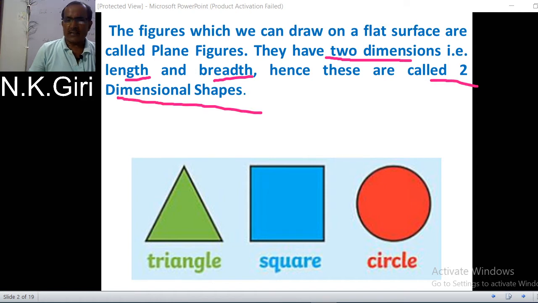For example, triangle is also a two-dimensional shape. Square is also a two-dimensional shape. Circle is also a two-dimensional shape.